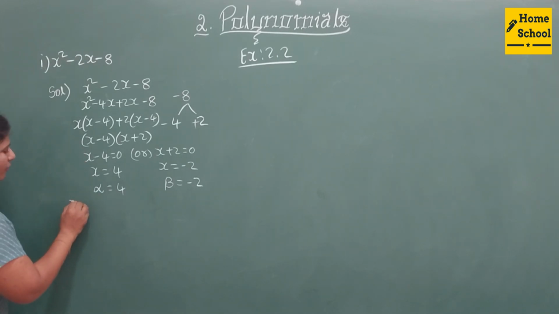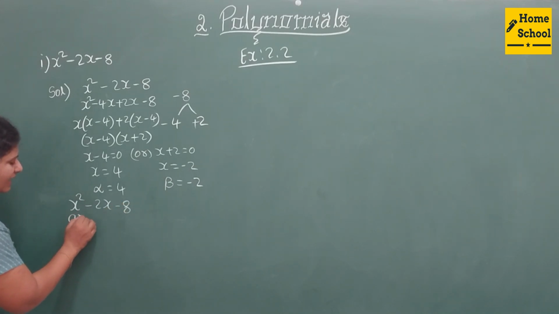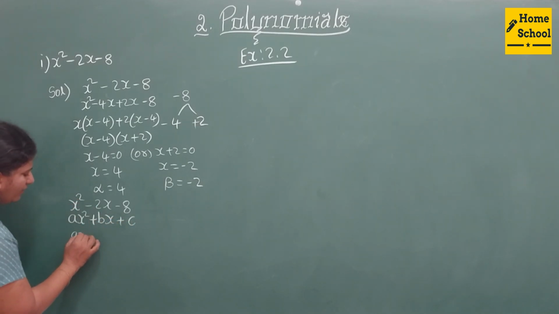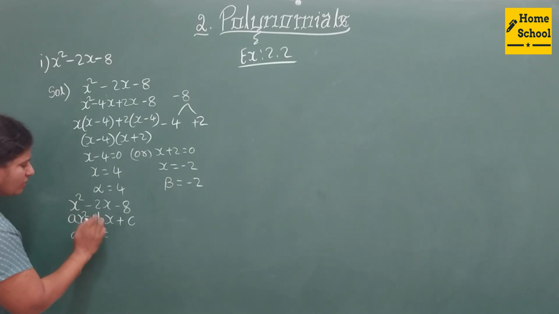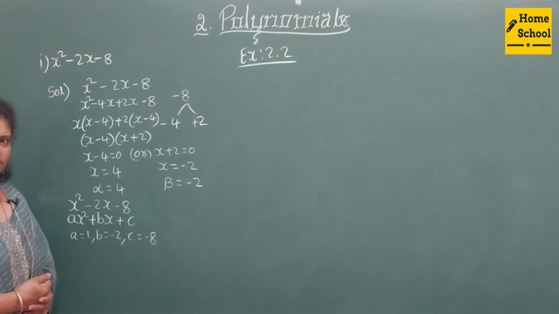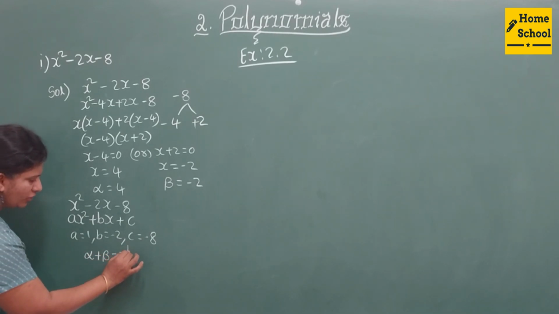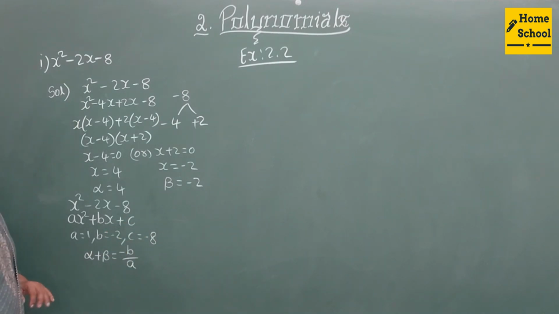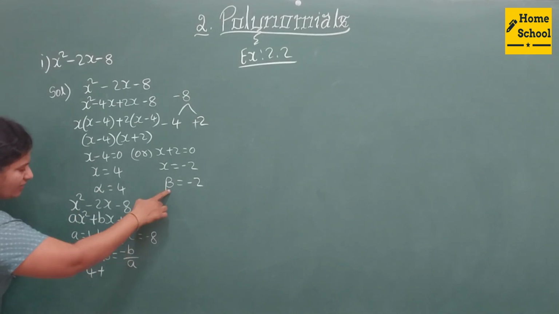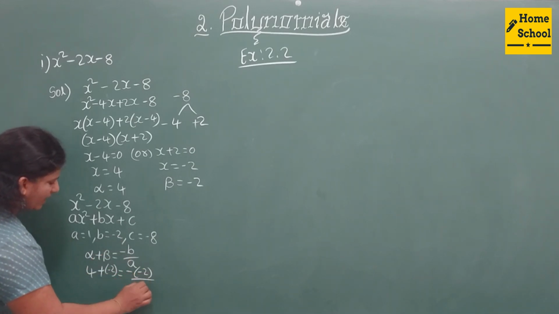First, rewrite the given polynomial x square minus 2x minus 8. Compare with the standard form of the polynomial, ax square plus bx plus c. Compare: a is equal to 1, b is equal to minus 2, c is equal to minus 8. We know the sum and product of zeros, right? So write that the sum of zeros, alpha plus beta, is equal to minus b by a. Substitute all these values. Alpha value is 4 and beta value is minus 2. Minus b value is minus of minus 2 by 1.